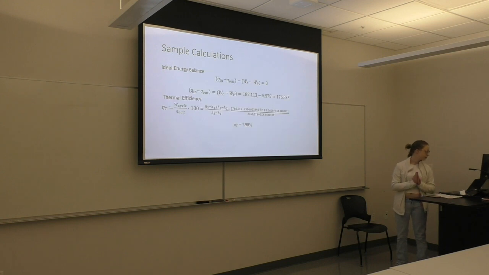And we have the ideal energy balance, which is heat in minus heat out, equal to 176, and I put the units. And then I got a thermal efficiency of 7.98, and so I know I messed up somewhere in my calculations.